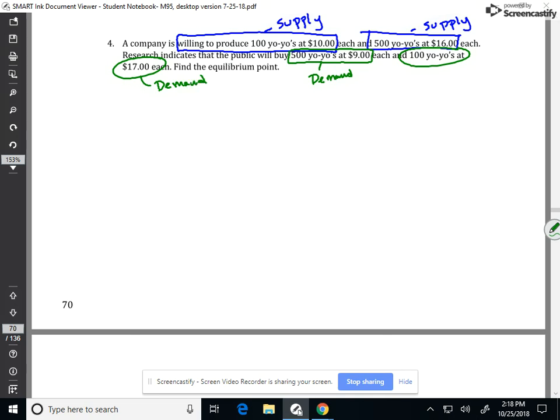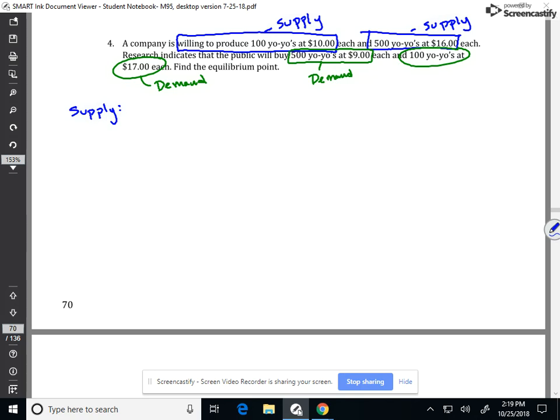Well, in your previous examples, you had to find the equilibrium point given a supply function and given a demand function. So what we actually have to do is identify our two functions. And then after we identify the functions, we can find the point where they intersect, and that's the equilibrium point. So we need to use our two ordered pairs.